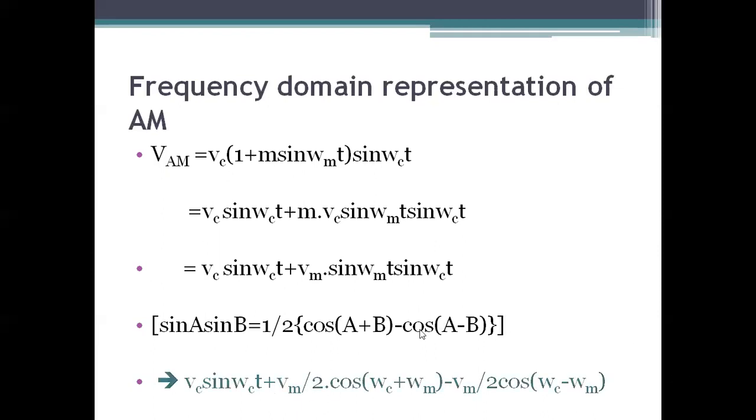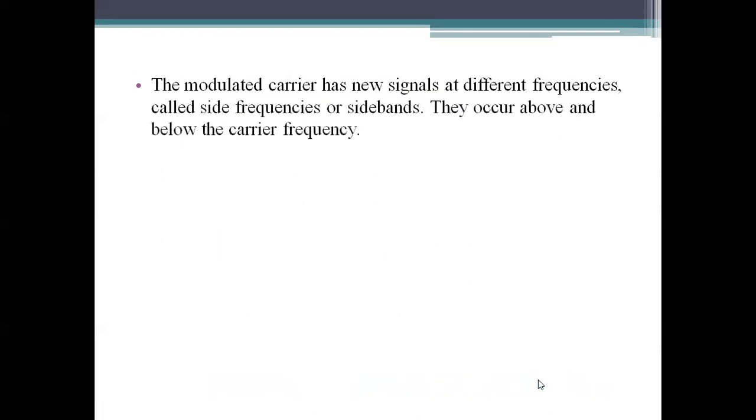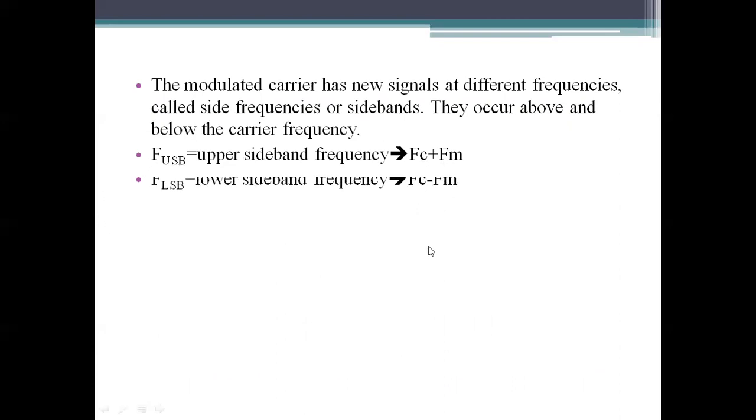So this is a general representation of an AM signal in the frequency domain, where we have three terms: the carrier, the upper sideband and the lower sideband. The modulated carrier has two signals at different frequencies called the sideband frequencies or sidebands. They occur above and below the carrier frequency. The frequency above the carrier is called the upper sideband, represented by FUSB, and its frequency is fc plus fm. The frequency lower than the carrier is the lower sideband frequency FLSB, given by fc minus fm.